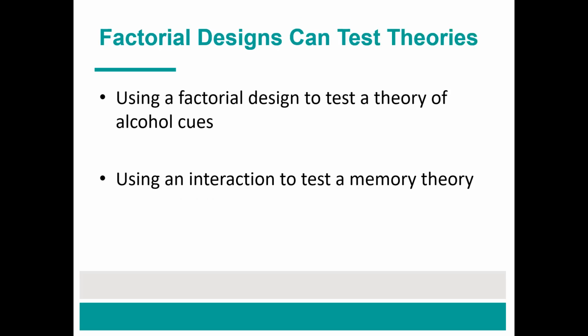Factorial designs can also be used to test theories. Many theories make predictions about how variables might interact with one another. Factorial designs are a good way to test an interaction to see if the results are consistent with your theory. Let's look at 2 examples of theories that can be tested using a factorial design: a theory of alcohol cues and a memory theory.